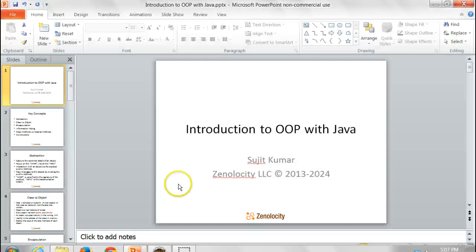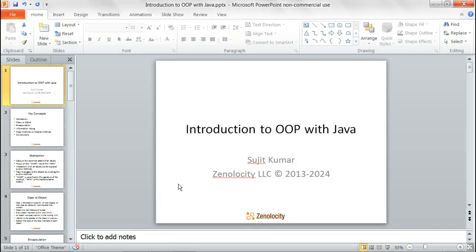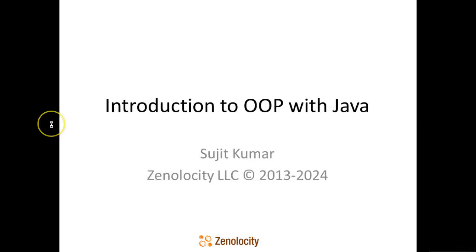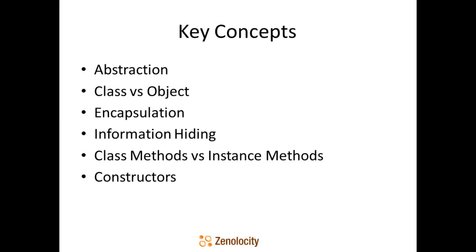In this class, I'm going to explain an introduction to object-oriented programming with Java. Some of the key concepts with object-oriented programming in Java are abstraction, the concept of class versus object, encapsulation, information hiding, where you want to hide data from users of your class. Then you have the concept of class methods versus instance methods, how you invoke instance methods with an instance of an object and how you invoke class methods with the class itself. And constructors are used to create an object of a class.